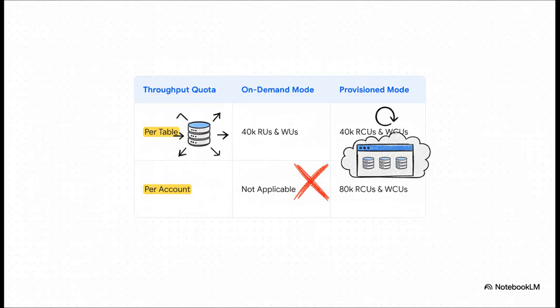Okay, the big one. The most critical quota is throughput. That's measured in read and write capacity units. By default, any single table, doesn't matter if it's on demand or provisioned, can handle up to 40,000 units for reads and 40,000 for writes.